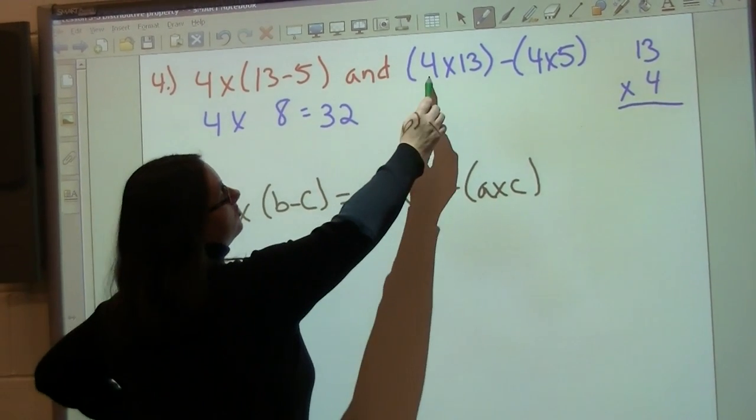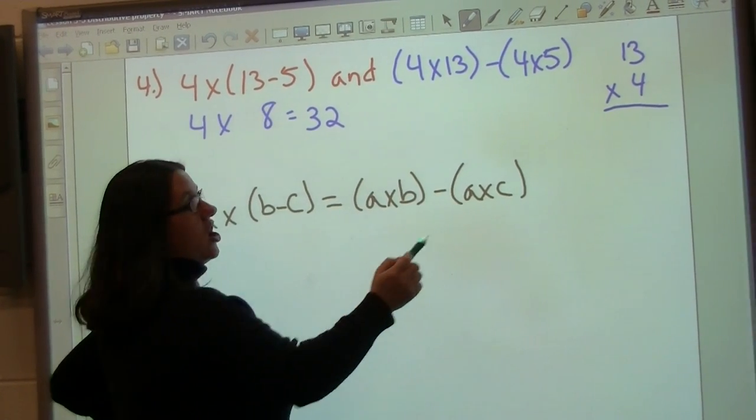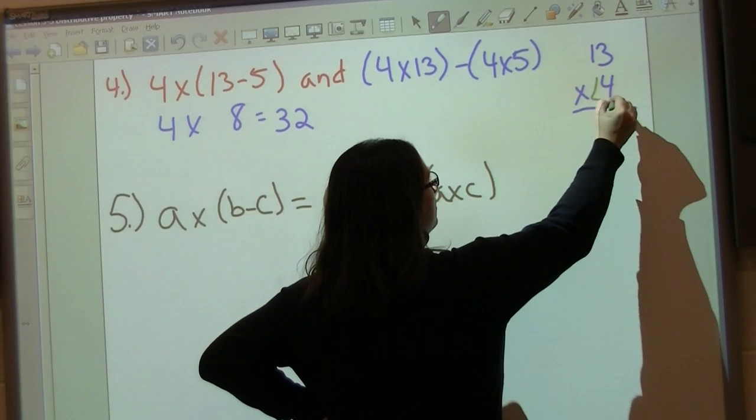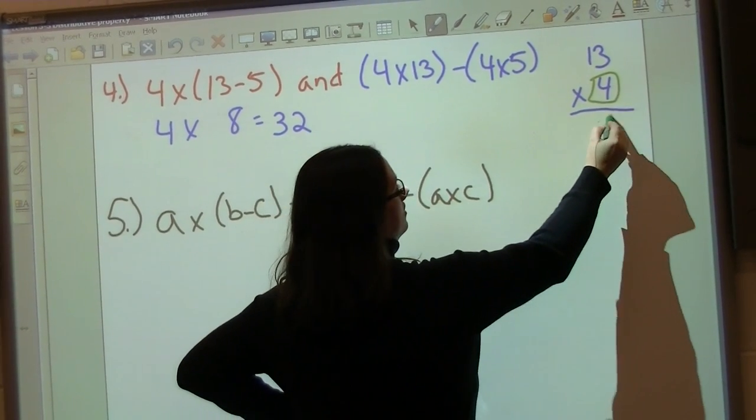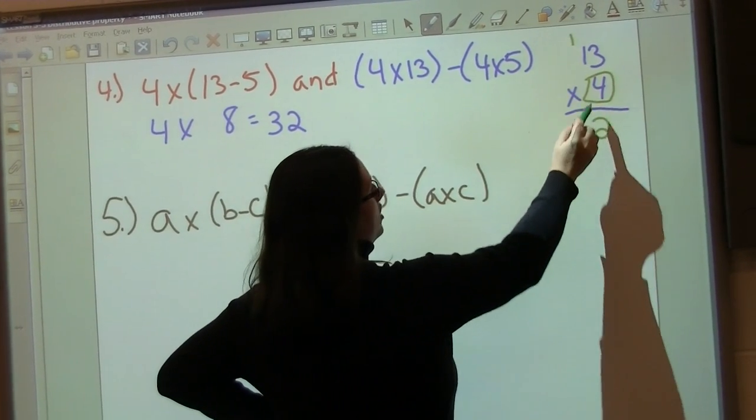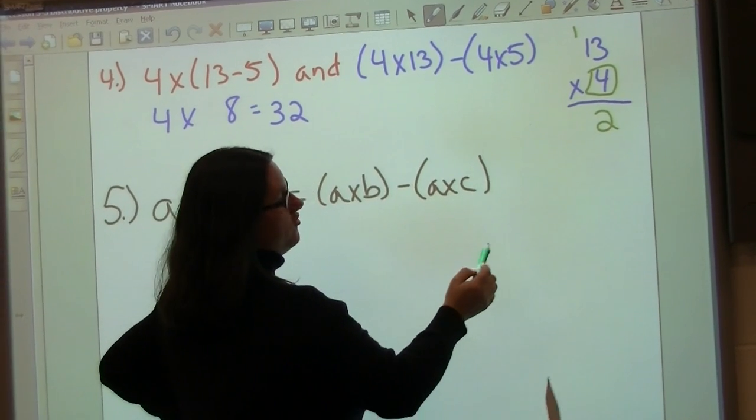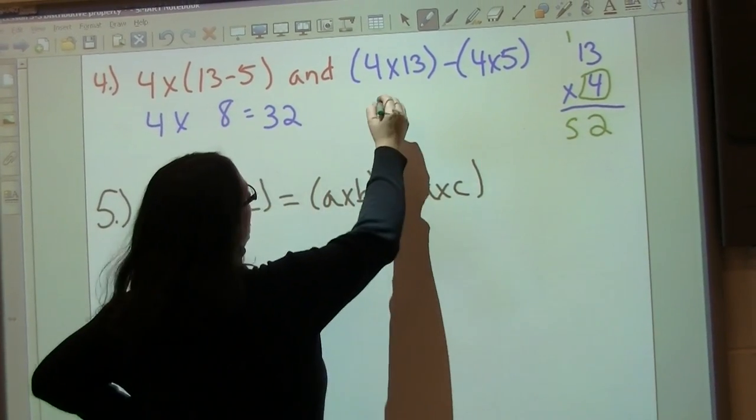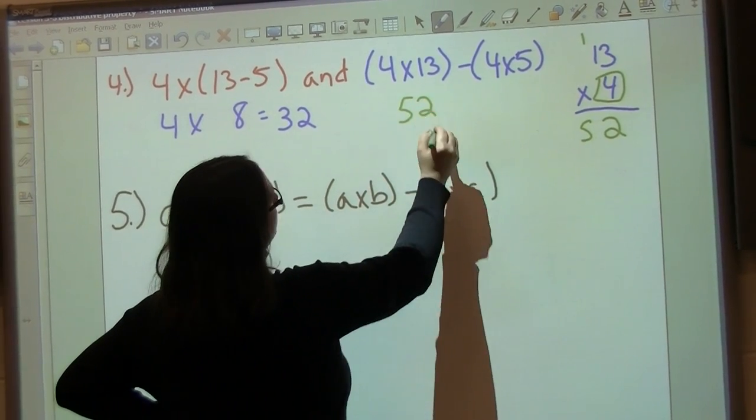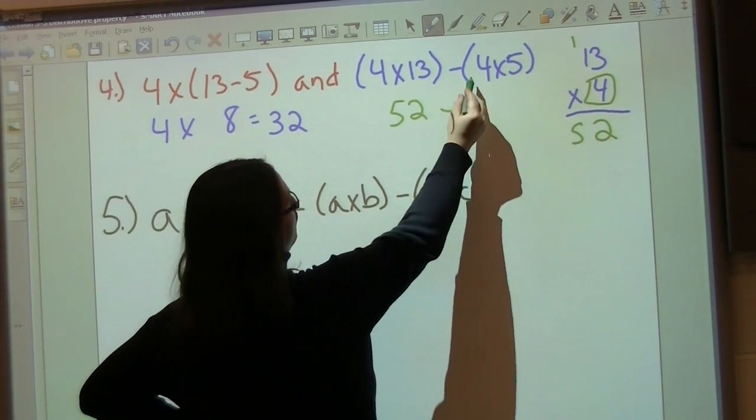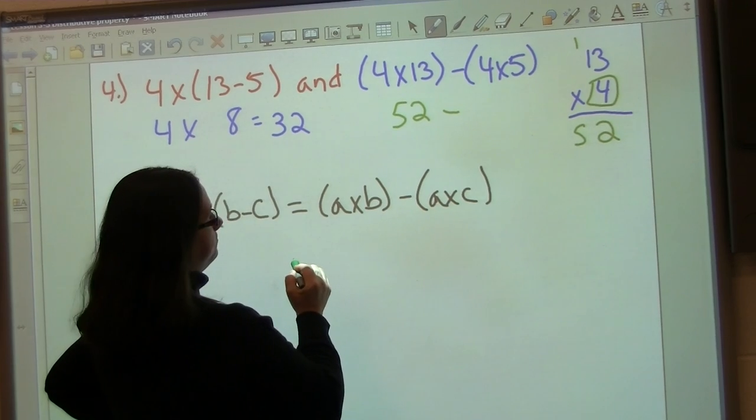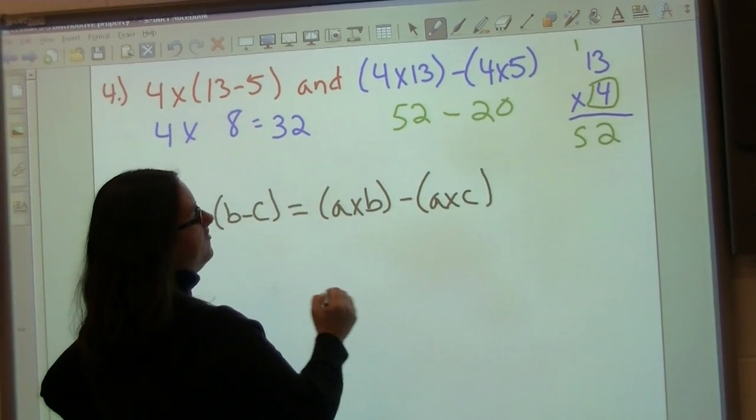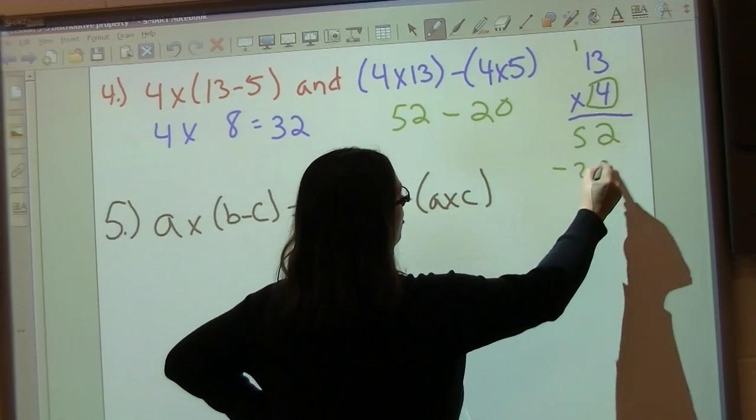Okay, those first numbers here, I don't know if we can do in our head. So you will see over here, I put it off to the side. What is 4 times 3? 12. Good, and we regroup. What is 4 times 1? 4, and we add the extra 1, gives us 5. So this becomes 52 minus, what is 4 times 5? 20. Okay, now we have to take 52 minus 20.